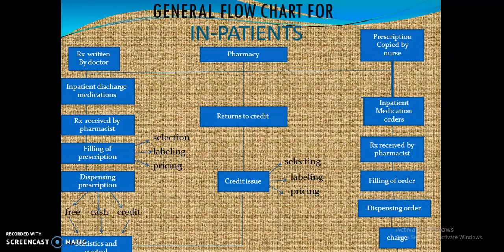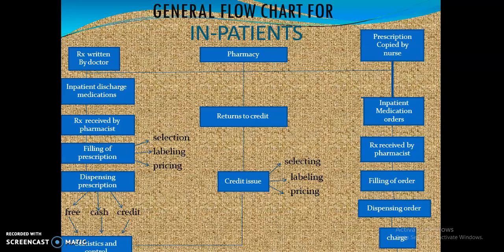So we can discuss now the general flow for the inpatients. As you can see, there is a pharmacy, then the prescription copied by the nurse, then it goes to the inpatient medication order, then the prescription is received by the pharmacist, filling of order, dispensing of order, then the charge, and after that for the returns and credit, there are some credit issues like the selecting, labeling, and pricing of the drugs.